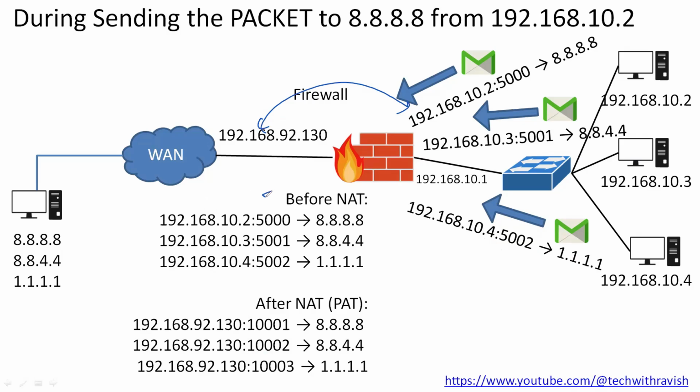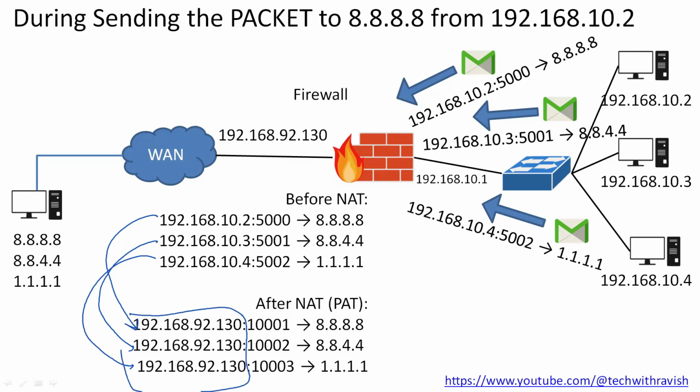So if we talk about the traffic before network address translation, 192.168.10.2 colon 5000 is accessing 8.8.8.8. So it will be converted to 192.168.92.130 colon 10001. The IP addresses will be translated just like this. First will be converted to this, second will be converted to this, and third will be translated to this IP address. So you can see that the IP is the same for the wide area network, but the port numbers will be added separately for the separate sessions.